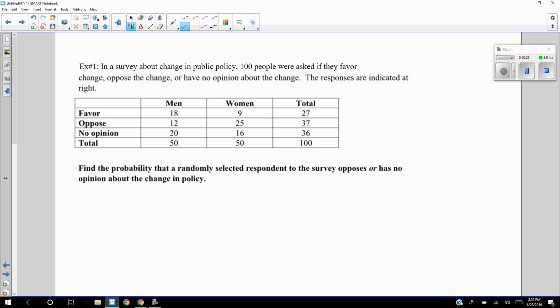So this first example says, find the probability that a randomly selected respondent to the survey opposes or has no opinion about the change in policy. So the first thing you'll notice there, it doesn't really talk about gender in this problem. So the columns referencing men and women, we can factor out in just this first example. We're just going to focus on this last column for this problem here. The question says we want to find the probability if they oppose or have no opinion.